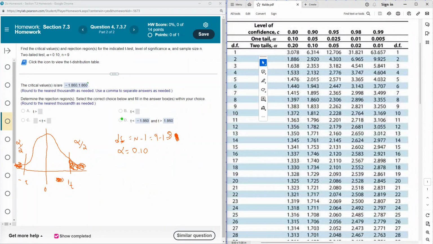This is Chapter 7, Section 3, Problem 7. Find the critical values and rejection regions for the indicated t-test, level of significance alpha, and sample size n. Two-tailed test, a two-tailed test.